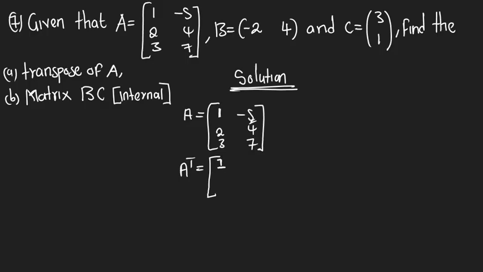So, row by column. So, this is a row, right? So, it's going to become a column. So, I'm going to have negative 5 down. Again, this row. So, I'll put a 2 on top. Then this becomes a 4 down. Again, this row. I'm going to get this 3, put it here. Then this 7 down. Then you are done. This is a transpose.